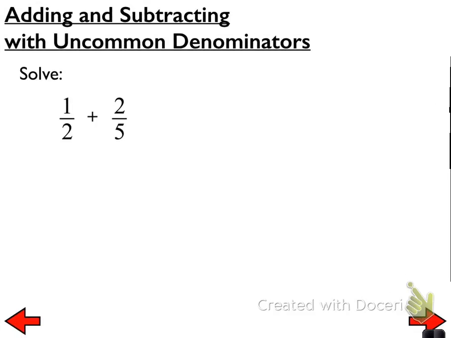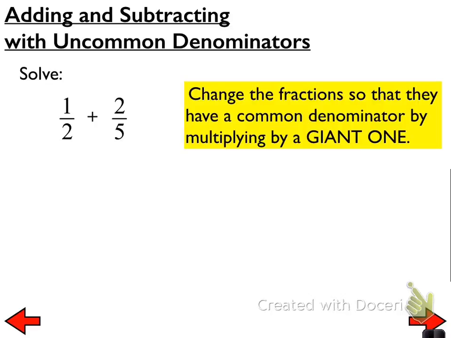So for our first example, it says here, adding and subtracting with uncommon denominators. I have 1/5 plus 2/5. Sorry, 1/2 plus 2/5. This one's not in your notes, so simply put your pencils down and enjoy the show. First things first is you want to find the lowest common denominator. In this case, it is 10. Okay, so I'm going to go ahead and put 10 as my denominator.